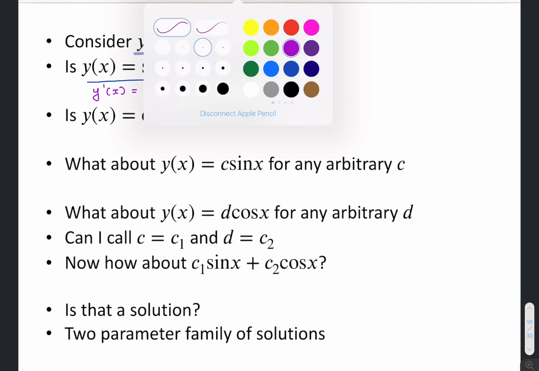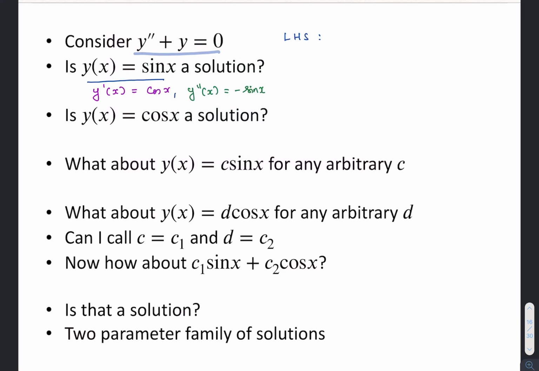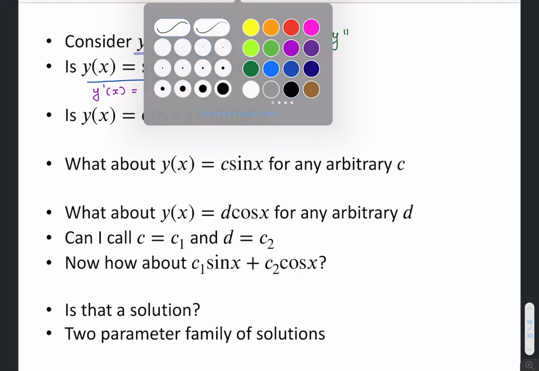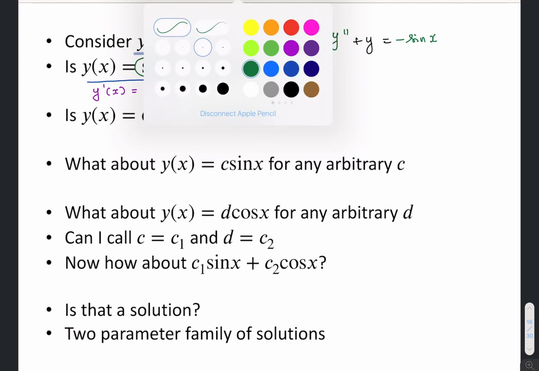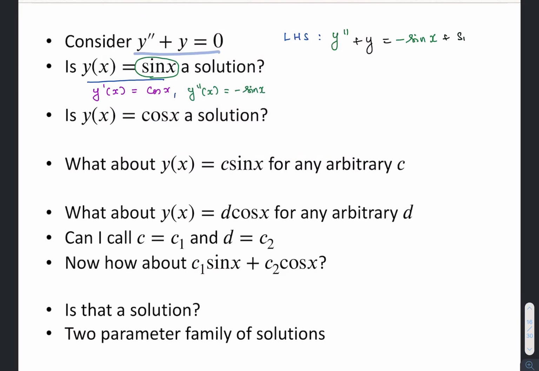Y double prime is green plus y, which is a black. If I simplify that, the y double prime is negative sine x, and the y is the positive sine x, right? When I add these two together, you agree that I'm going to have a 0. That is my right-hand side. So therefore, that's a solution.